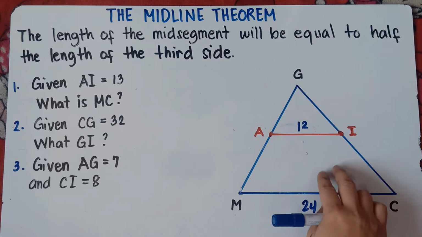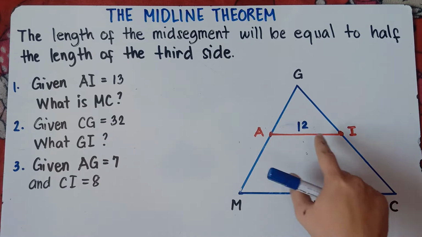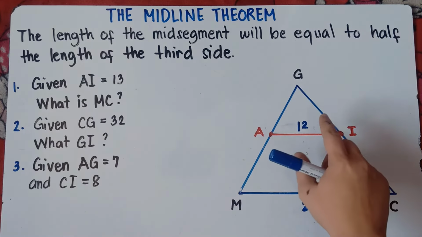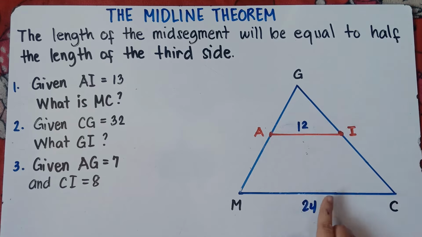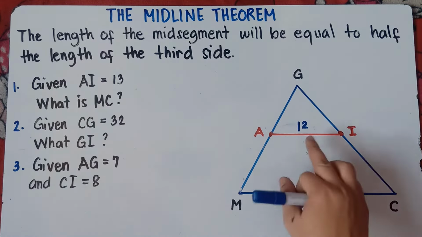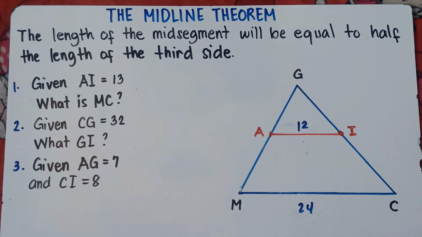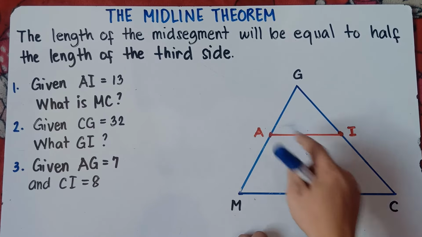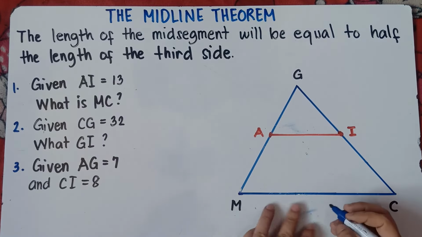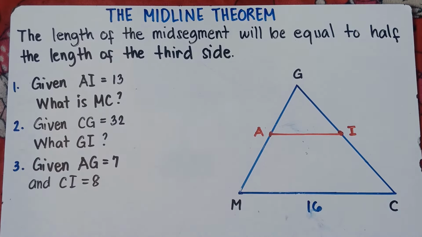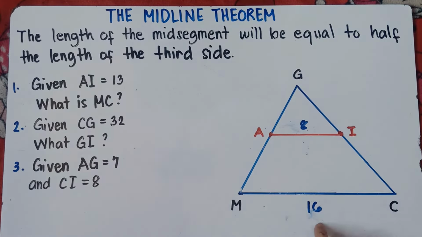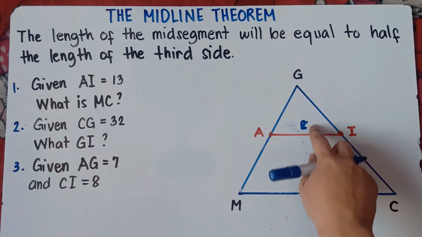I hope you understand the midline theorem, that this length will be 1/2 the length of the third side. If MC is 24, therefore AI is 12. If AI is given and you need to get the value of MC, just multiply it by 2. 12 times 2 is 24. Last example, class. If you understand this one, this will be really easy. What if MC is 16? What's the value of AI, class? That's correct, it should be 8, because half of 16 would be 8.